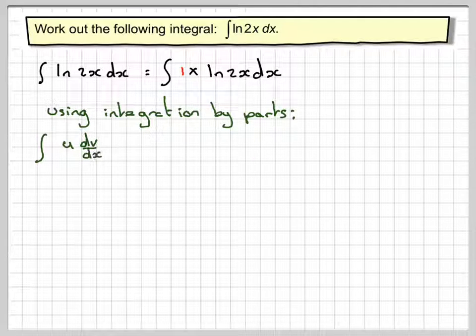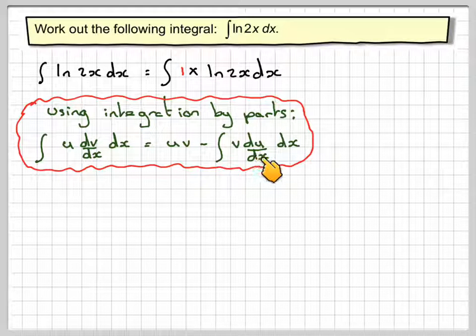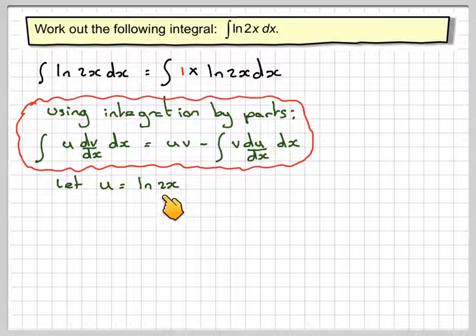The formula for integration by parts is the integral of u dv by dx is equal to uv minus the integral of v du by dx. What you need to do is let one be u and the other be dv by dx. Here we're going to have to let ln of 2x be u because we don't actually know the integral of ln of x. So let u be equal to ln of 2x.